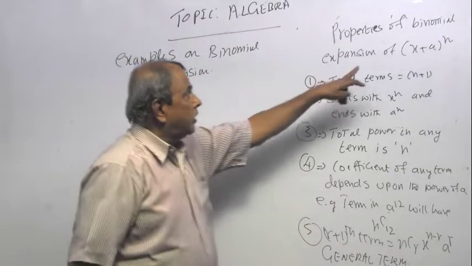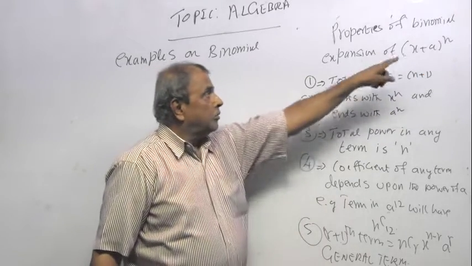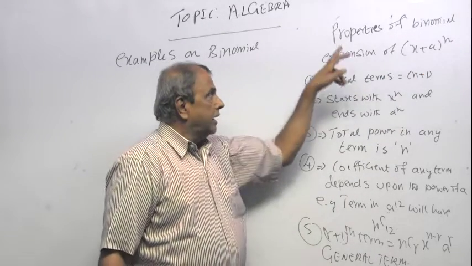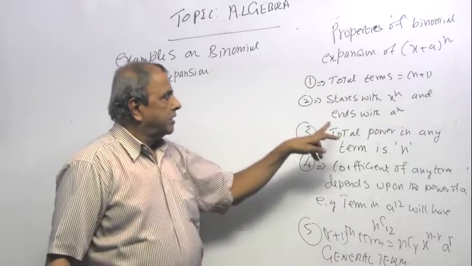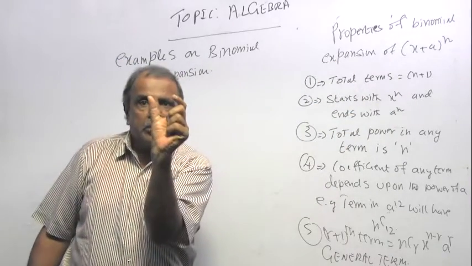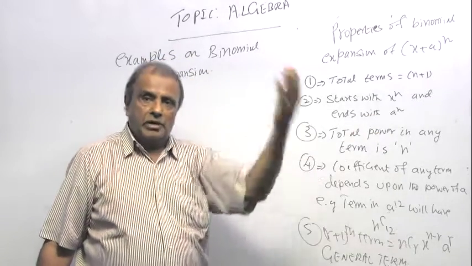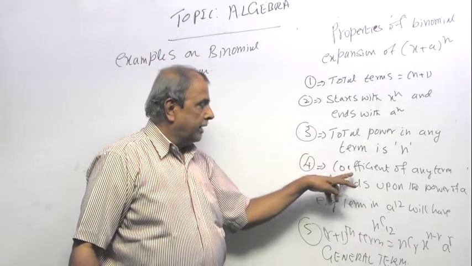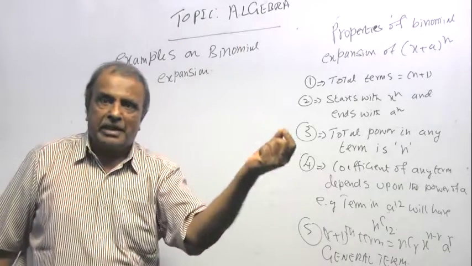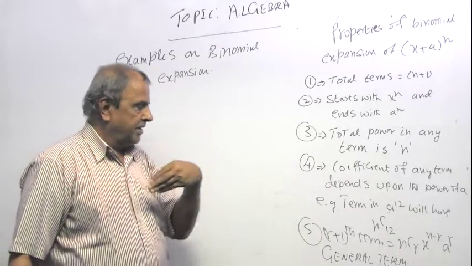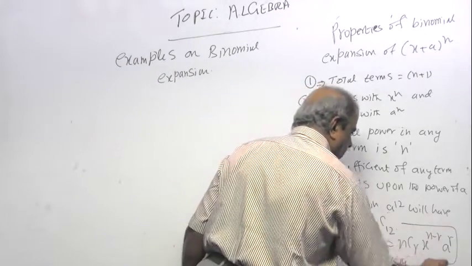To go over, if you are expanding x plus a, to the power n, the total number of terms will be n plus 1. It always starts with x to the power n, and always ends with a to the power n. The total power in any given term, the power of x plus the power of a, will always be n. And the coefficient of any term depends upon the power of a. Suppose you have a to the power 7, it will be nC7. And the general term, or the (r plus 1)th term, which is the most important one, is that.